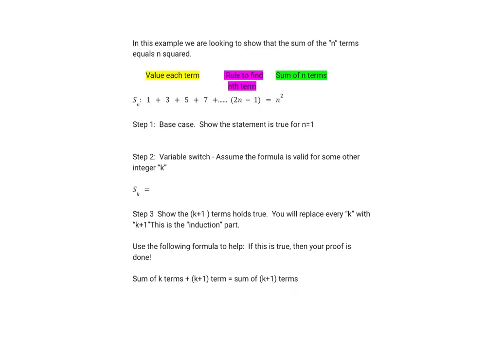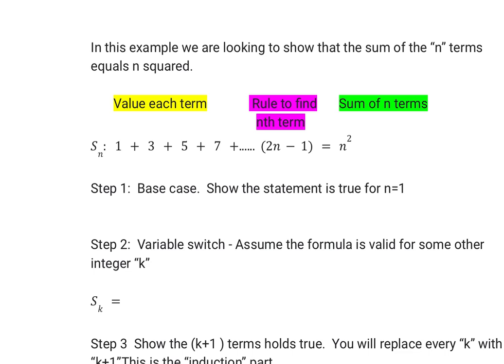Okay, so here we are. This is how proof by induction actually works. In this example, we're going to show that the sum of the n terms equals n squared. What we're looking at here is I have highlighted what each part of this rule is. S is going to be a sum. S sub n is going to be the sum of the first n integers. And in yellow here, I've got the value of each term: 1, 3, 5, 7.